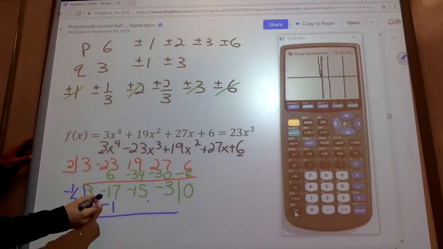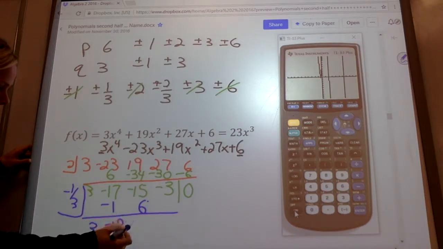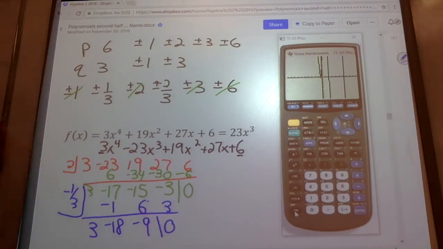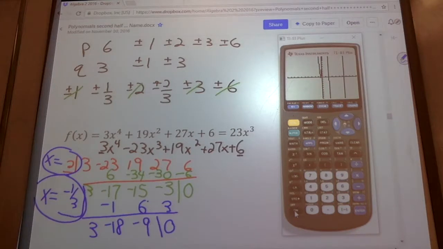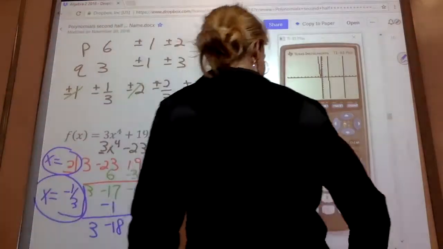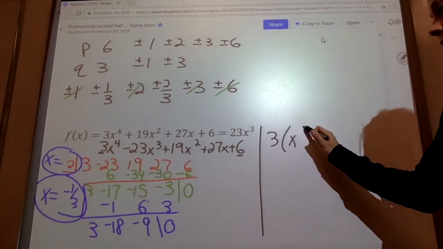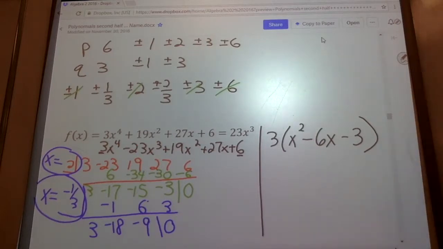3, -1, -18, 6, -9, thank you, 3, 0, there we go. Okay, see how I don't have any fractions there? So that's my other root. So here I have 2 roots that I know, 2 and -1/3. This is now quadratic, so I know to solve any quadratic, I would factor out a 3, make it a little bit easier. Right, take a 3 from everything, and then do quadratic formula.